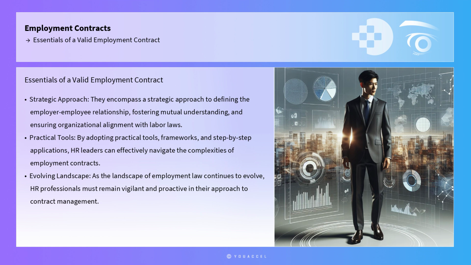In conclusion, the essentials of a valid employment contract extend beyond mere compliance with legal requisites. They encompass a strategic approach to defining the employer-employee relationship, fostering mutual understanding, and ensuring organizational alignment with labor laws. By adopting practical tools, frameworks, and step-by-step applications, HR leaders can effectively navigate the complexities of employment contracts. This not only mitigates legal risks, but also enhances organizational reputation and employee satisfaction.